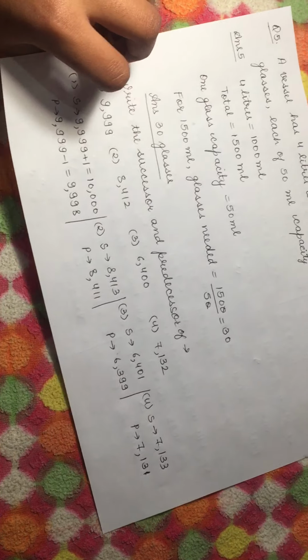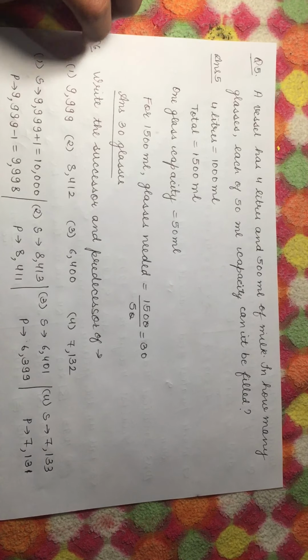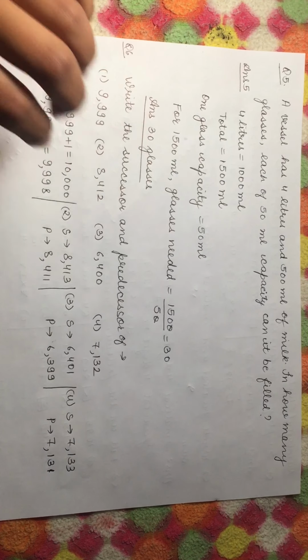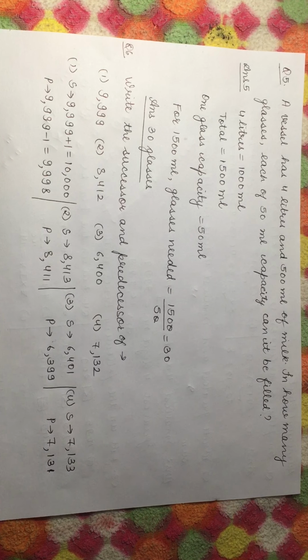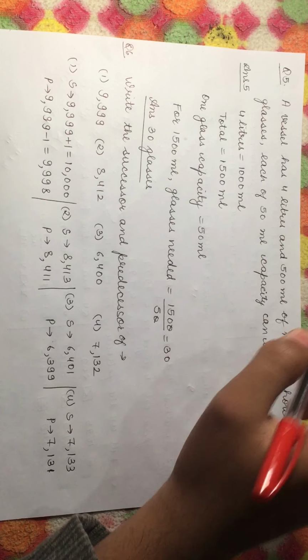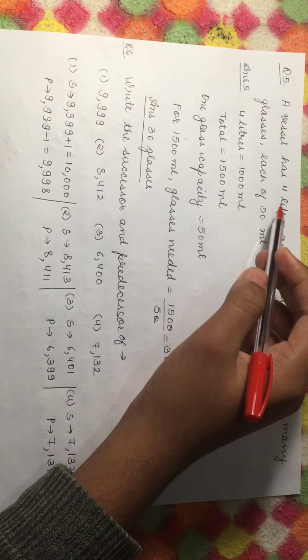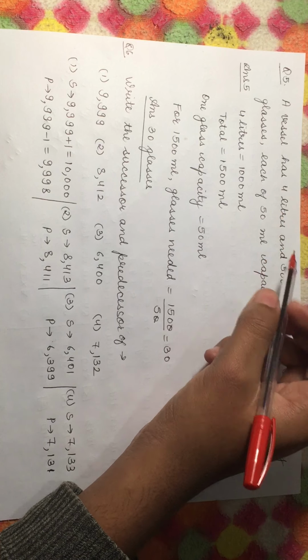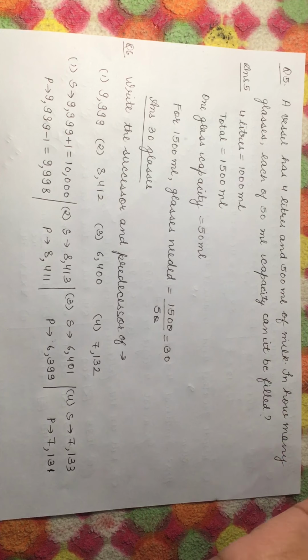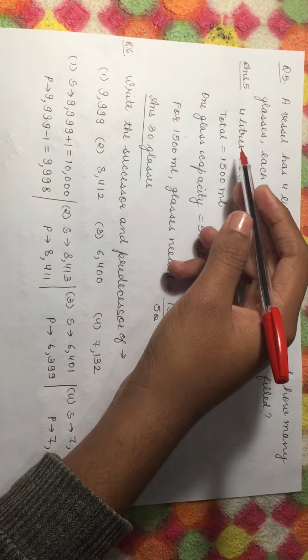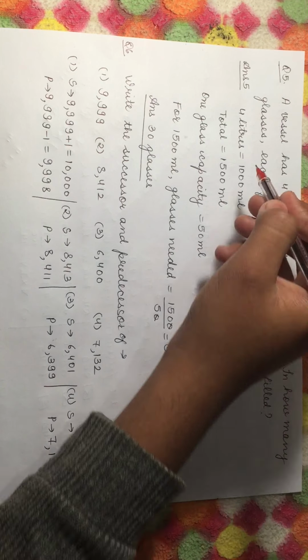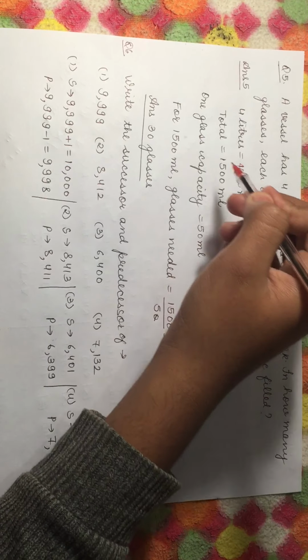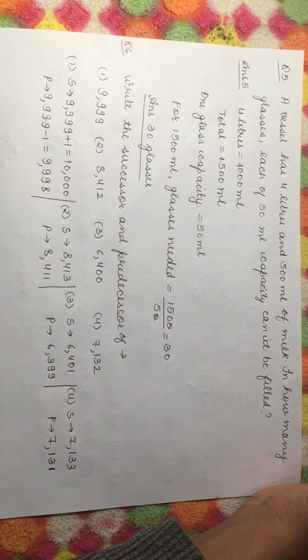This sheet. Now see over here what is given. A vessel has 4 liter and 500 milliliter of milk. So first you sort out and make this only in milliliter. We know 1 liter is equal to how many? We know that 1 liter is equal to 1000 milliliter. So 4 liter will be equal to 4000 milliliter, and total will be 4500 milliliter.